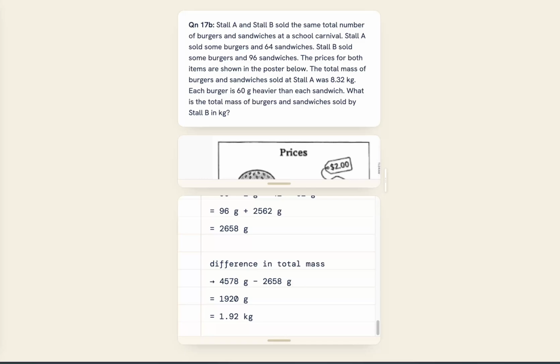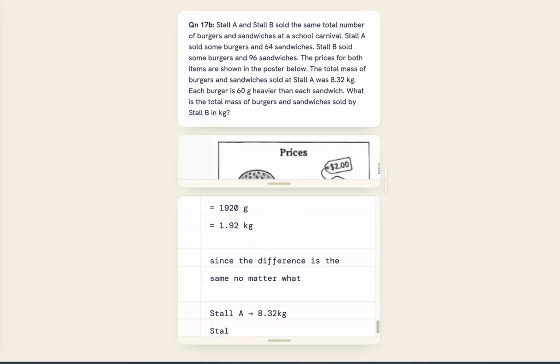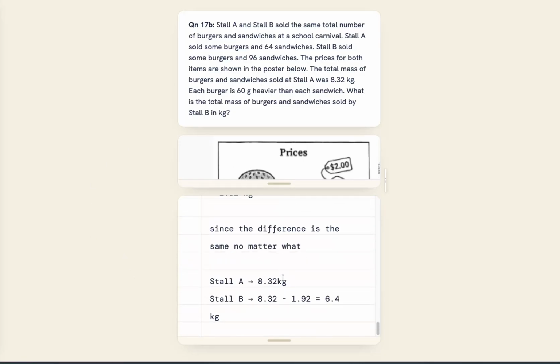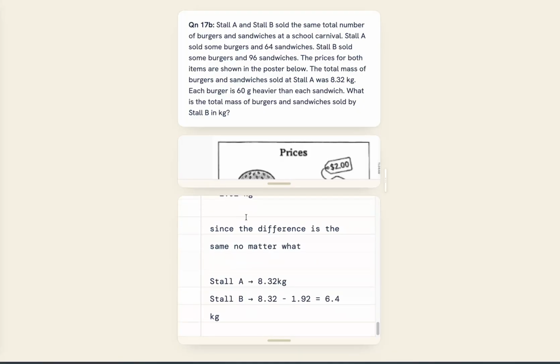So now the thing is that, since the difference is the same, if stall A is equal to 8.32 kilograms, that means stall B is equal to 8.32 minus 1.92. And this will give us 6.4 kilograms. So there you go. So no matter what, the difference will always be the same. You can always assume each sandwich to be, I would say, the smallest number, so you can in a way calculate. So that's about it.